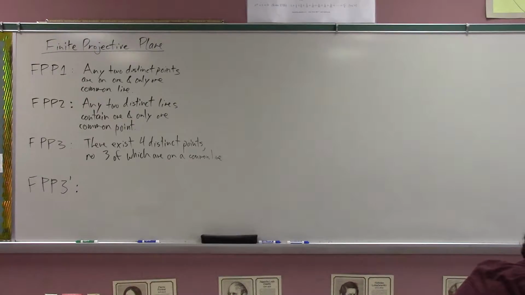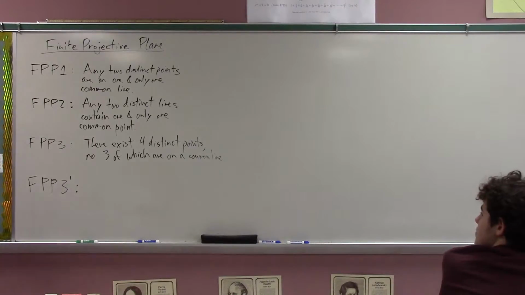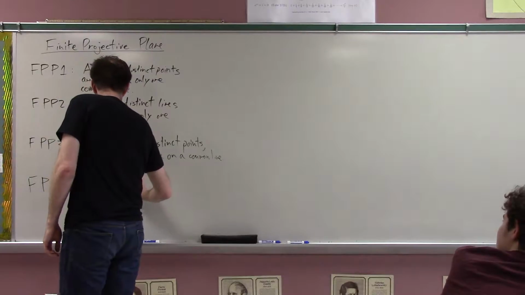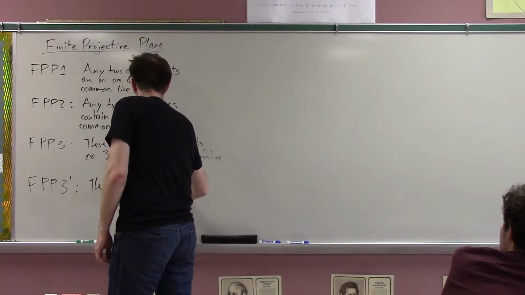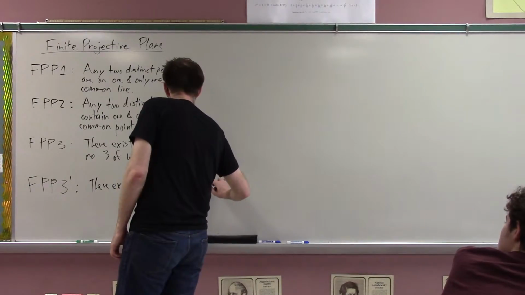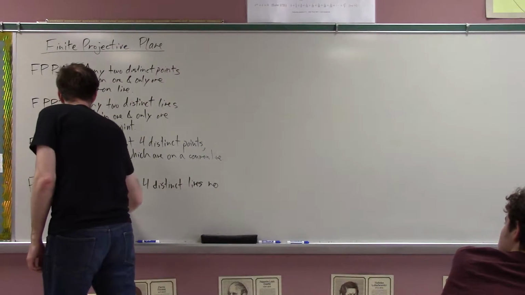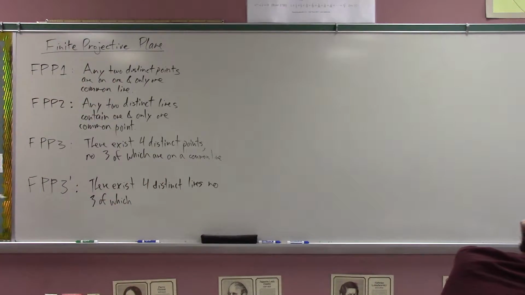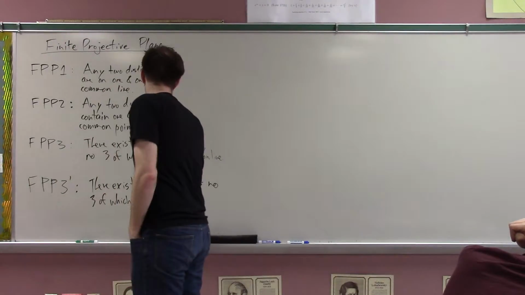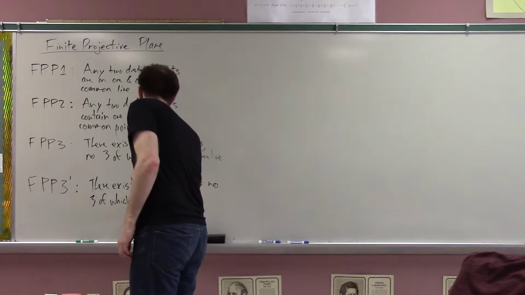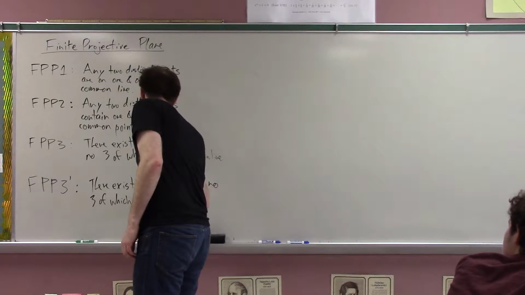There exist four distinct lines, no three of which contain a common point. I guess we did this last class. I'm so tired I forgot all of last class. There exist four distinct lines, no three of which go through or contain a common point.